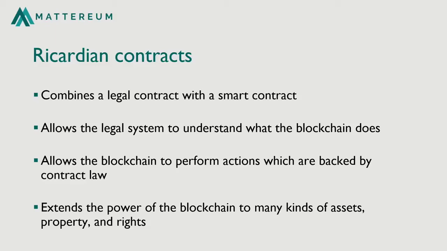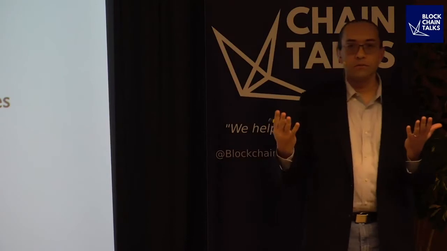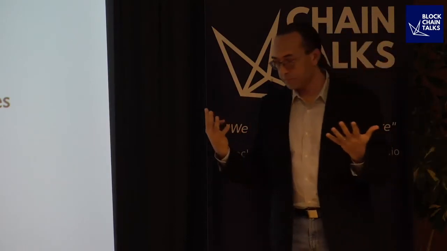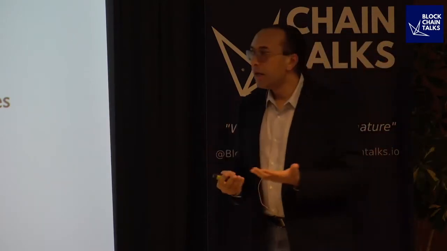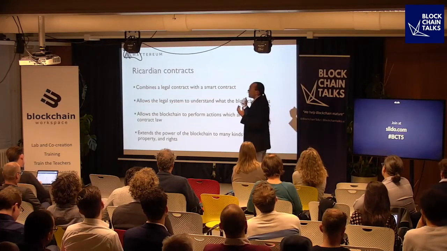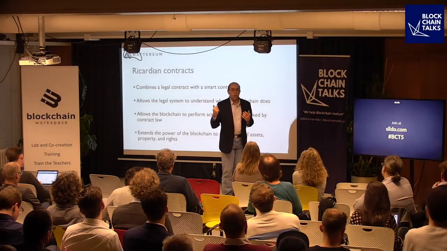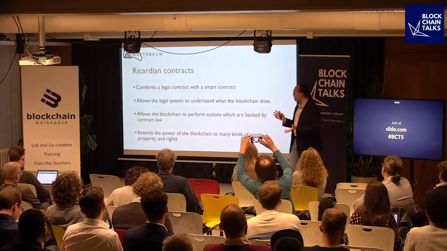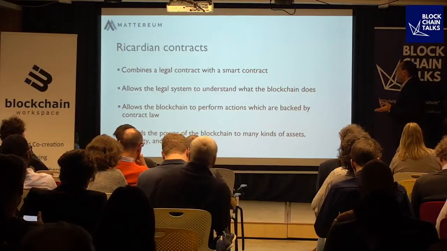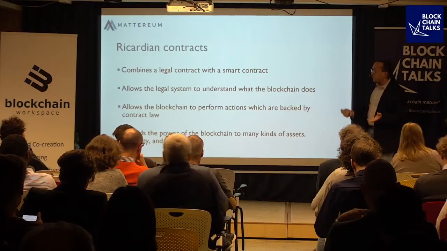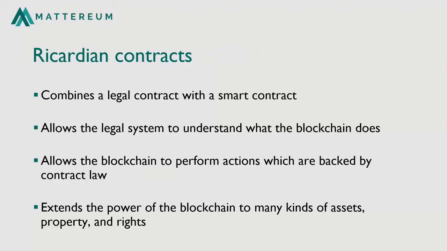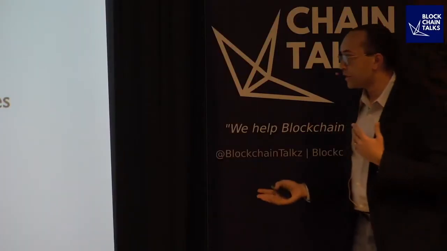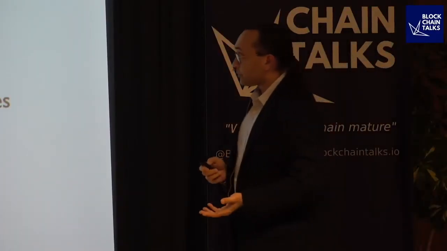A Ricardian contract combines computer code and legal code, and it ties it together with hash fingerprints, like everything else on the blockchain. It allows the legal system to understand what the blockchain is doing and how that relates to assets, physical property, whatever, which means it extends the power of the blockchain to all sorts of other kinds of assets, property, intellectual property, all sorts of things.